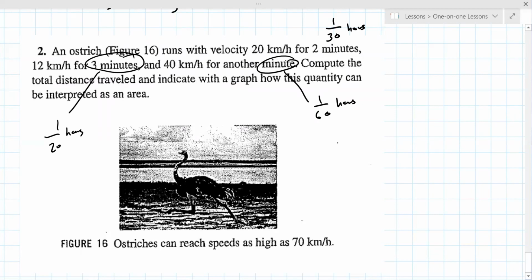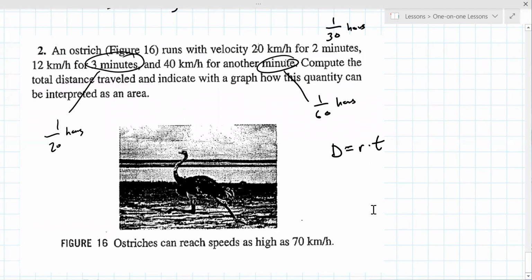Okay, so we know that distance is rate times time. So this is a rate, this is a time, you multiply them together. So you're making rectangles. You essentially have a graph here. Let me make a clean graph down below here.